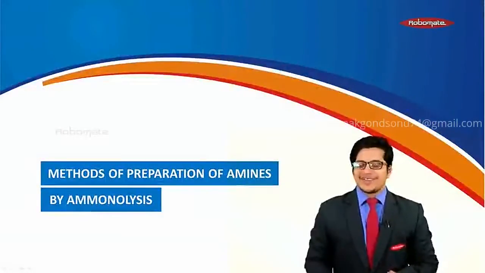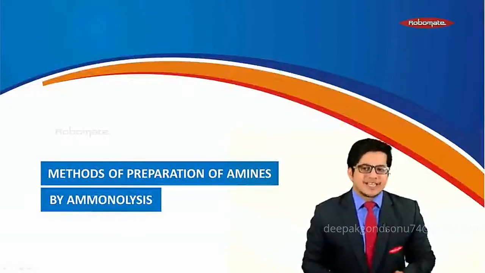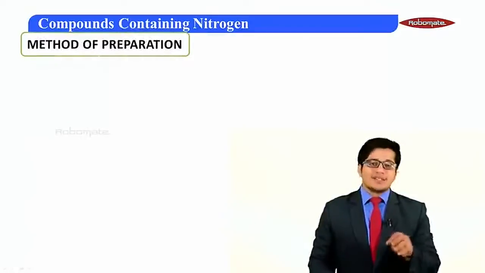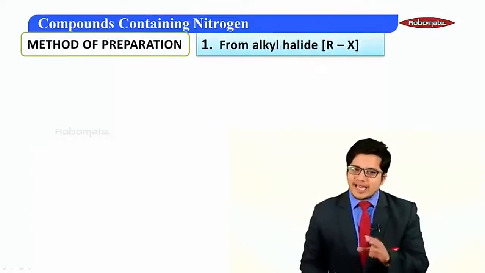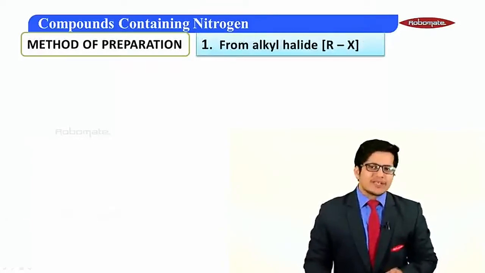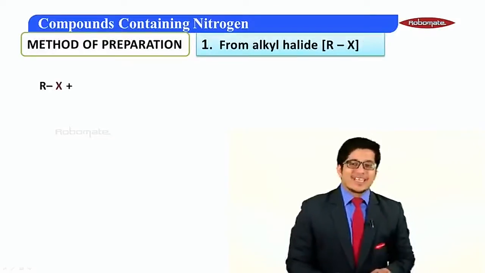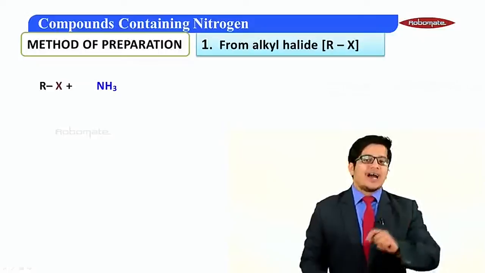Hello students, let's start with the preparation of amines by the first method, that is ammonolysis. So let's start with the method. The method for preparation of amines is from alkyl halide. What we are doing is we take an alkyl halide and treat it with ammonia in the presence of alcohol.